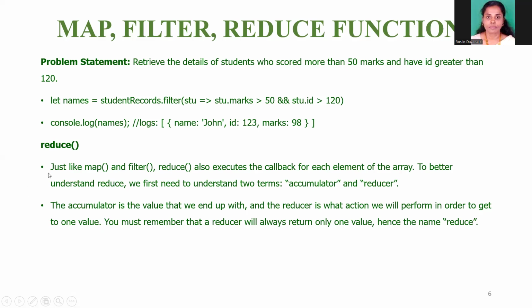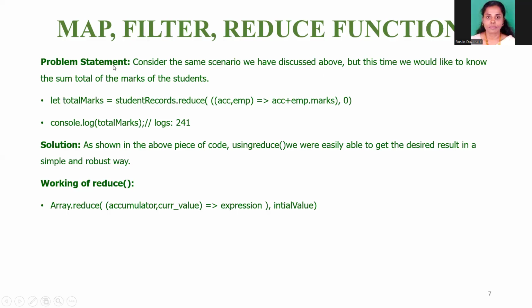Then the third method is the reduce method. Like map and filter, the reduce method executes the callback for each element of the array. To better understand reduce, we first need to understand two terms, accumulator and reducer. The accumulator is the value that we end up with, and the reducer is the action we perform in order to get one value. We must remember that the reducer will always return only one value, hence the name. Consider the same scenario we discussed above, but this time we would like to know the sum total of the marks of the students.